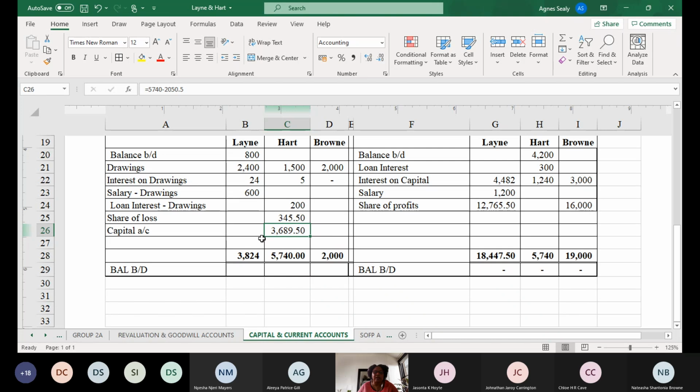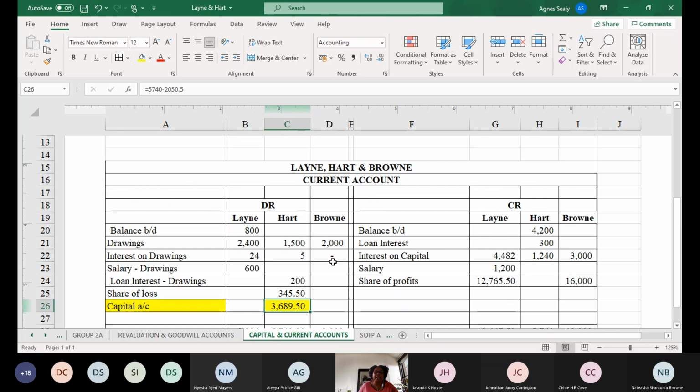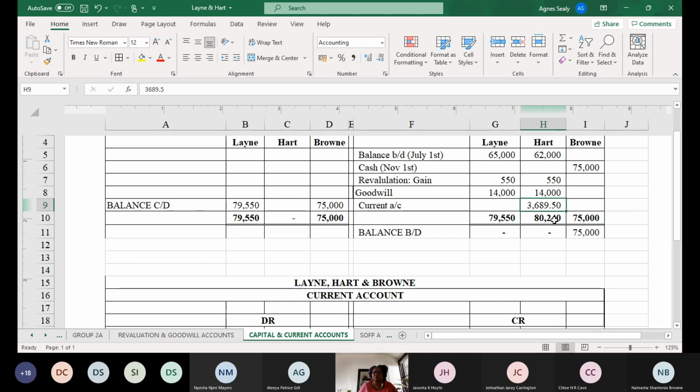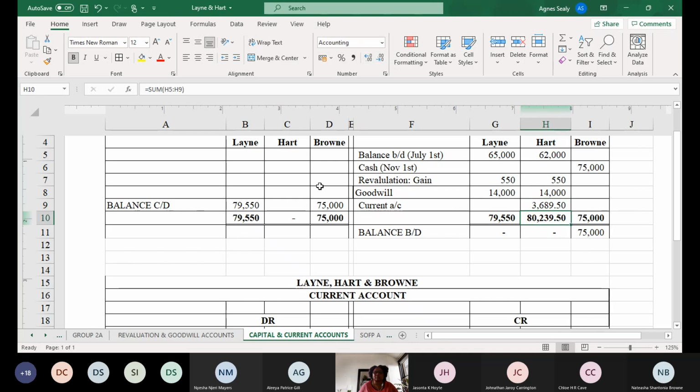So the amount to transfer for Hart to her capital account is $3,689.50. So then this is debited in the current account. So you go to the capital account on the credit side, current account, Hart, $3,689.50. Right, so that is for Hart.